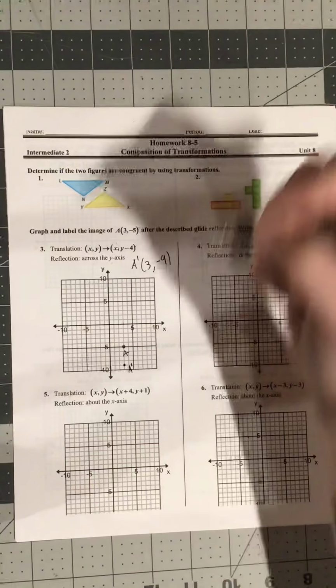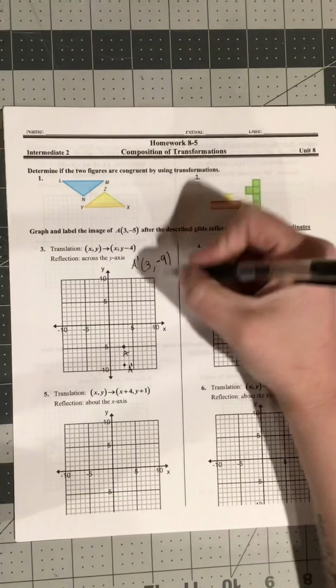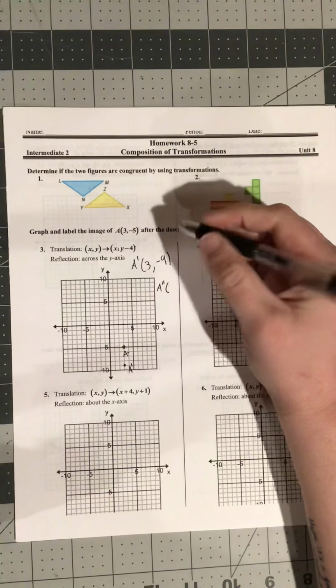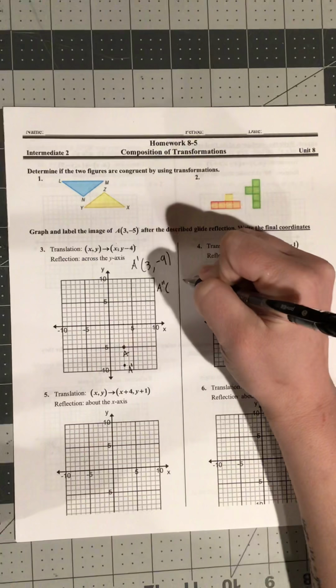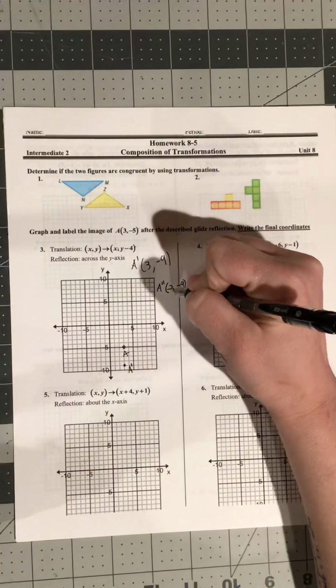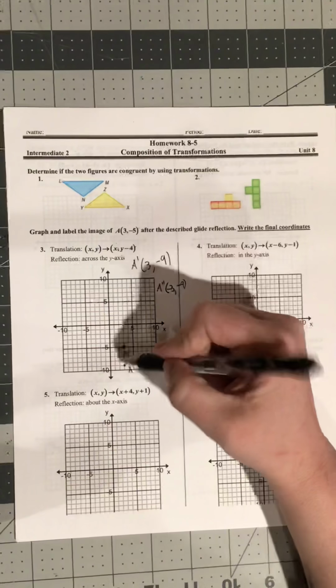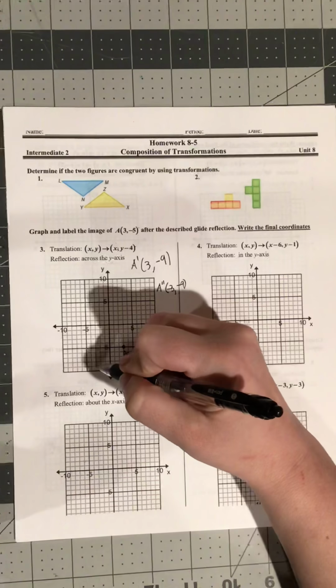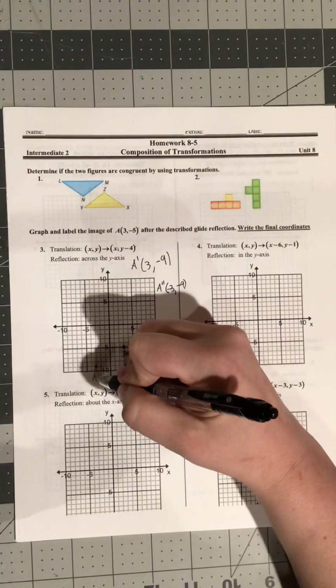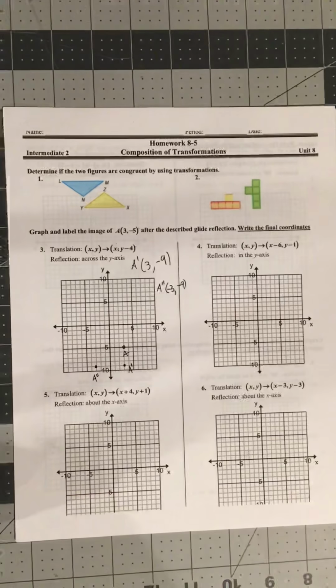But now they want us to reflect it across the Y-axis. So our A double prime. When we reflect across the y-axis, what stays the same? Well, the y's stay the same, and the x's change. So now we go over to -9, because I know we're down here, and then 1, 2, 3. And there's our A double prime. Right?